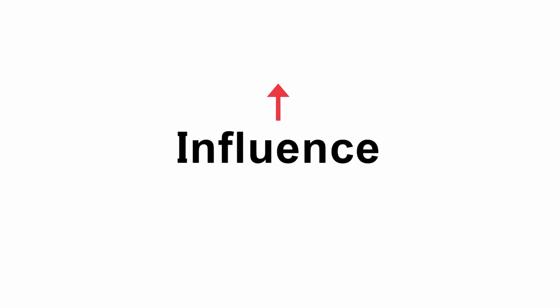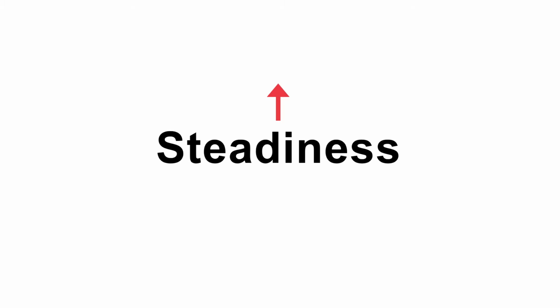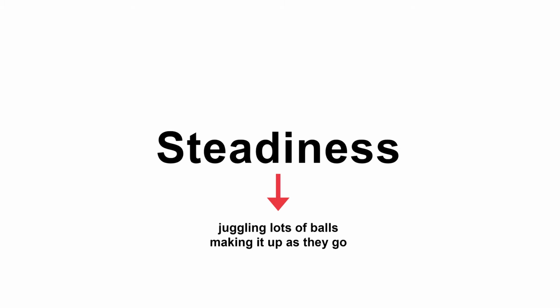If their I goes up, they're being more influential, working with more people. If their I goes down, they're forcing themselves to be more fact-based, more serious. If their S goes up in the workplace, they're forcing themselves to be more steady and logical and methodical. If their S goes down, they're forcing themselves to get along with or work without any procedures to follow, so they're very much juggling lots of balls and making it up as they go along.